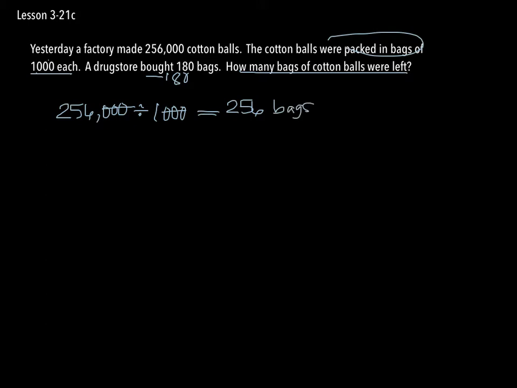Now, of those 256 bags, a drugstore bought some. How many did the drugstore buy? The drugstore bought 180. So we're going to take our 256 and subtract 180. I'm going to write it under here because it's easier to do subtraction vertically than horizontally. As we go, I've got 6 less 0 is 6. 5 less 8 I cannot do, so I go to my neighbor.